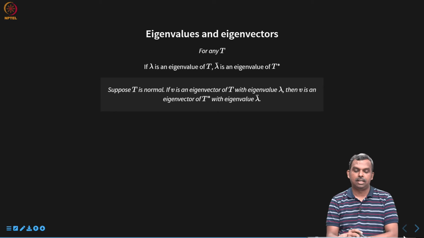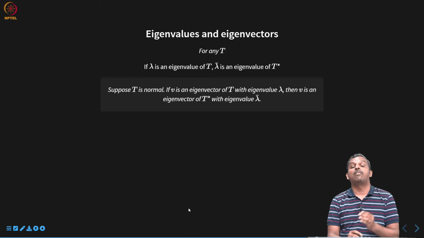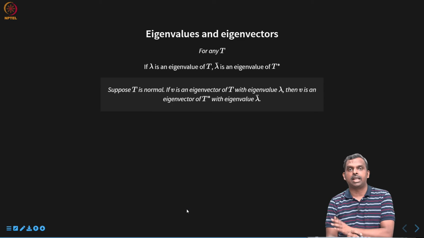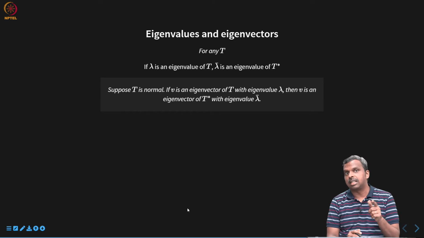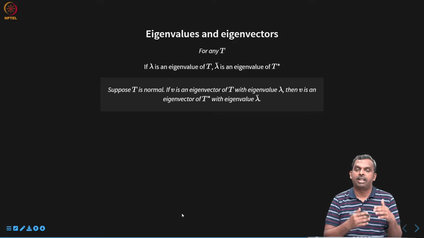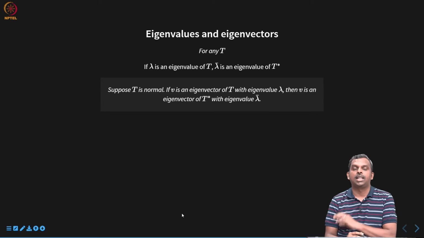Okay, so this is an interesting result for normal operators. Suppose T is normal. If you have an eigenvector V for T with eigenvalue lambda, the same V is an eigenvector for T star, but with the eigenvalue lambda bar. So the eigenvalue gets conjugated, the eigenvector remains the same. So T and T star share the same eigenspace. The eigenvector space is the same, the eigenvalues become conjugates, but that's okay.